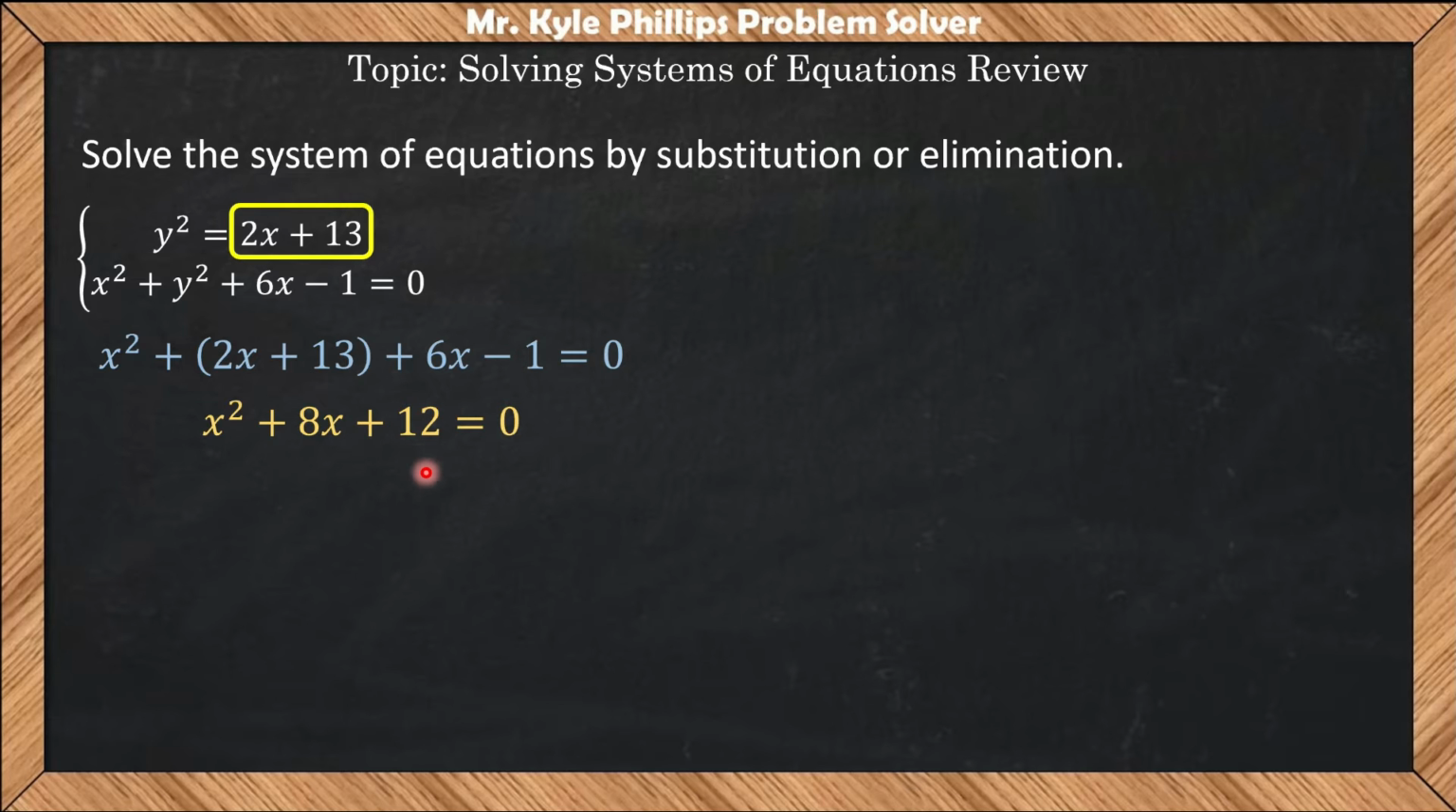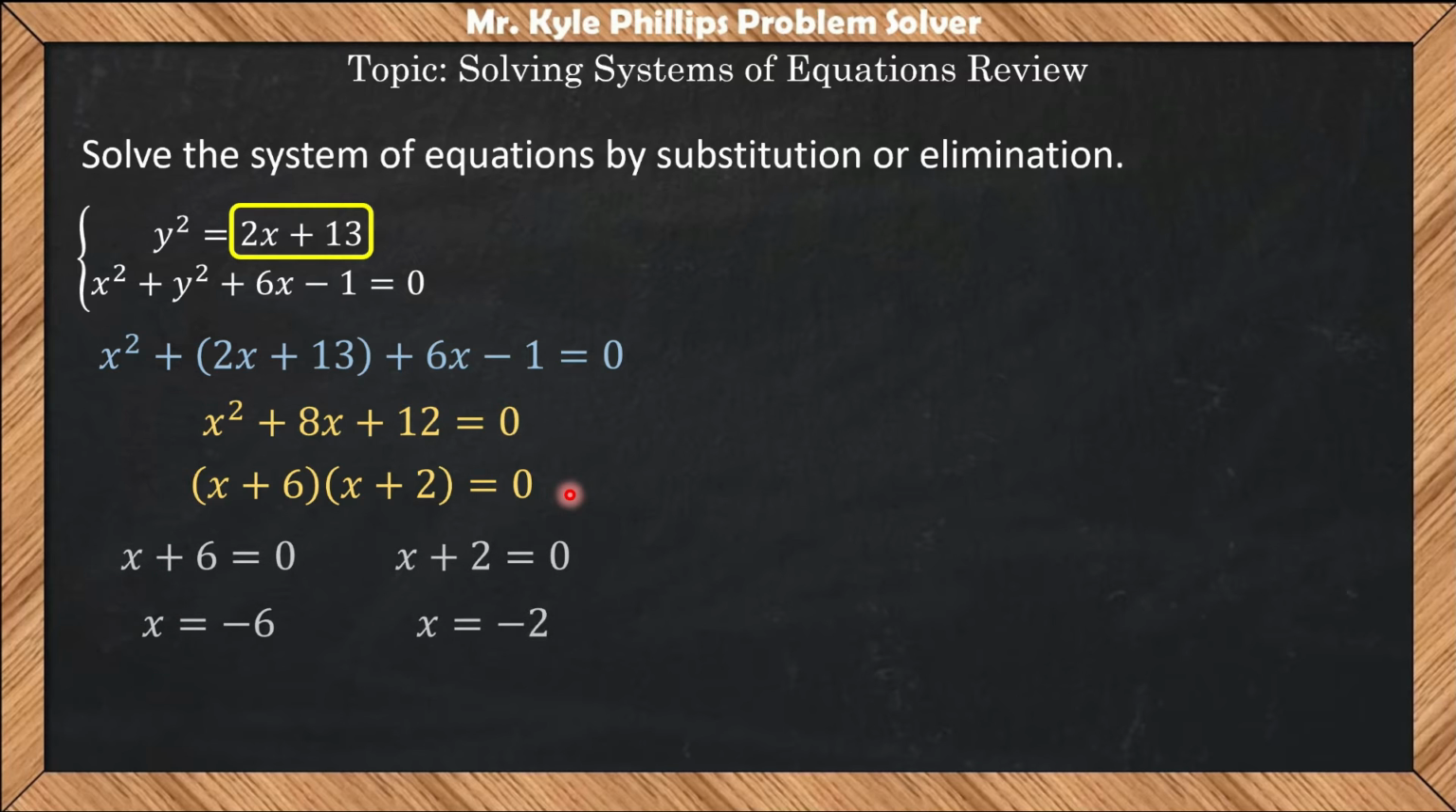Now, when you're working with the quadratic here, remember that the fastest way to find out what my x solutions are is going to be to factor. So are there two numbers that multiply to give me 12, and when I add them, I get 8? And that's going to be 6 and 2. So in order to find the x-intercepts, I take both my factors and set them equal to 0. So one x solution will be negative 6, the other will be negative 2.